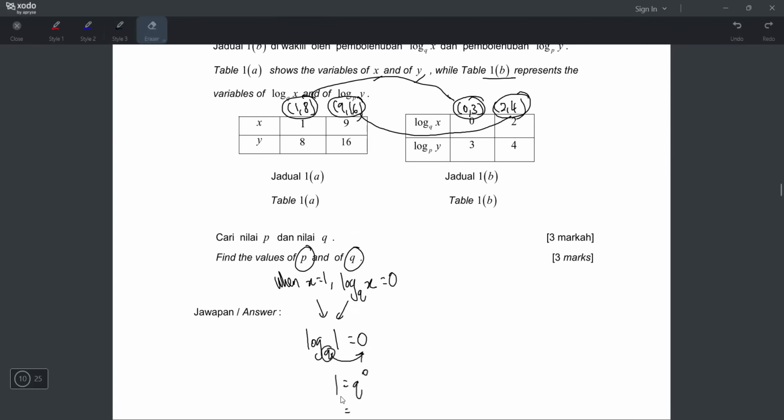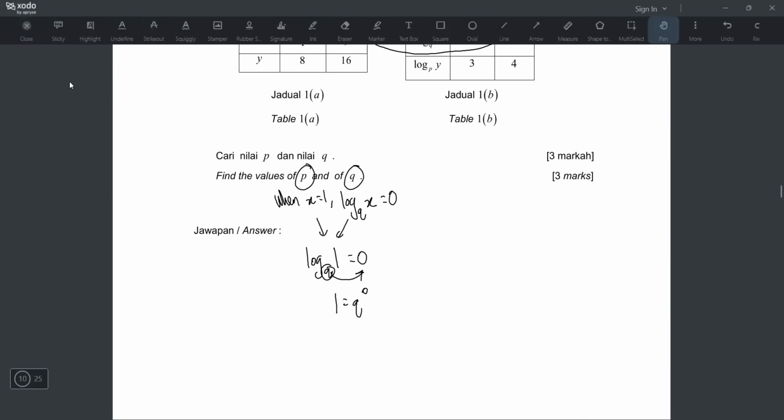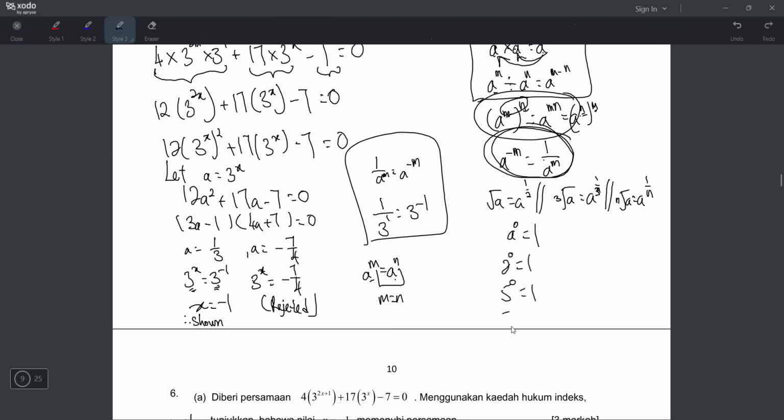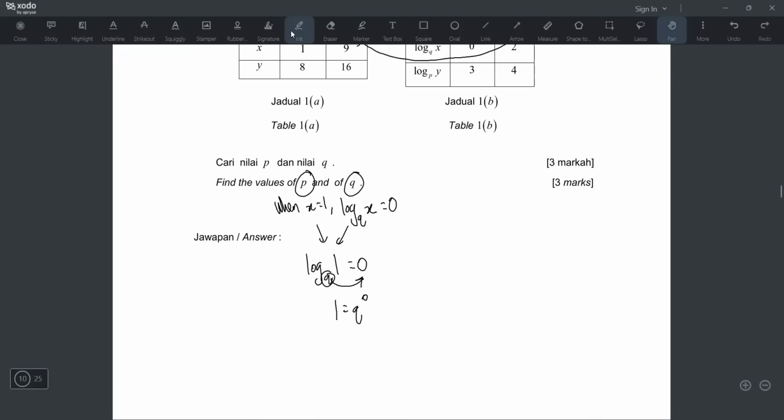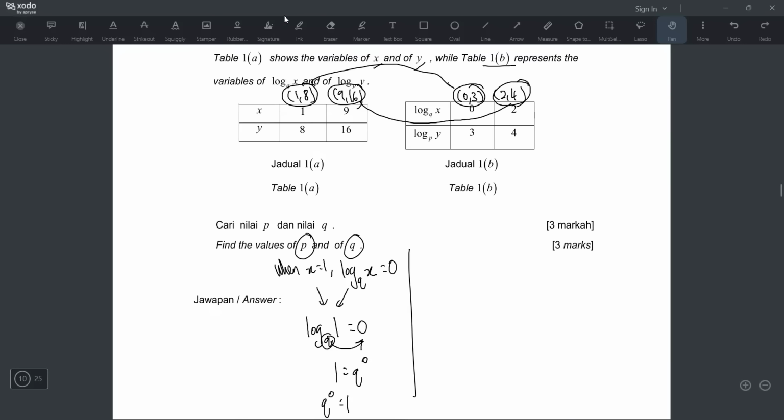but this doesn't help at all, because q can be any number, right? Because any number power 0 is 1. I told you in the law of indices, right? A power 0 equals 1, and a can be any number. 2 power 0 is 1, 5 power 0 is 1, 7, 6, 9 power 0 is also 1. So this doesn't help us to find q, because q power 0 equals 1, but I need the exact value of q, and q can be any value. So this doesn't help. So let's use another one.